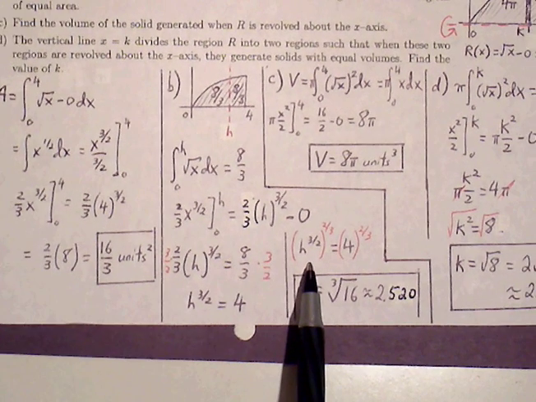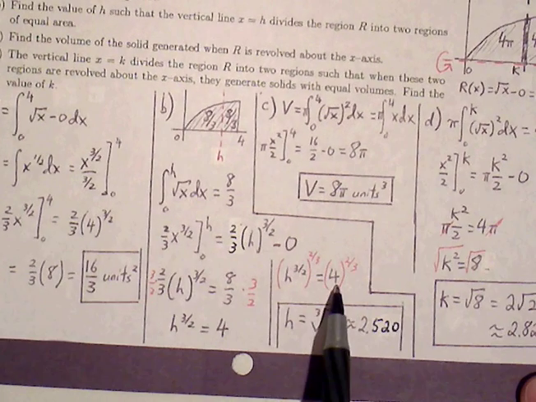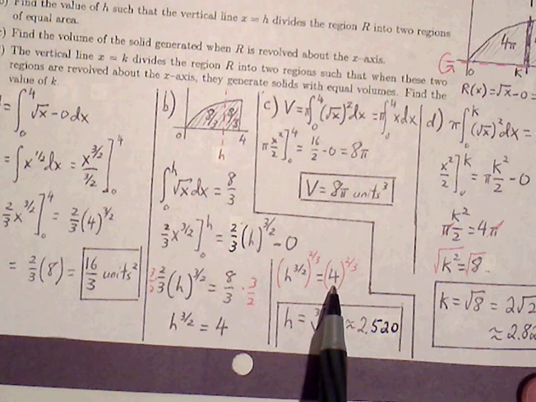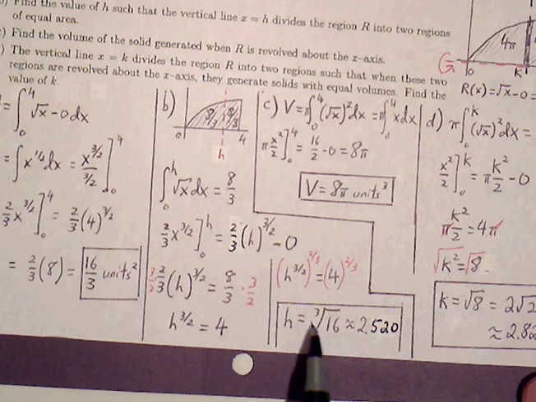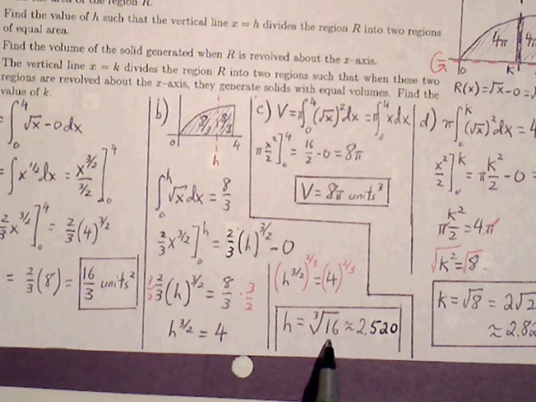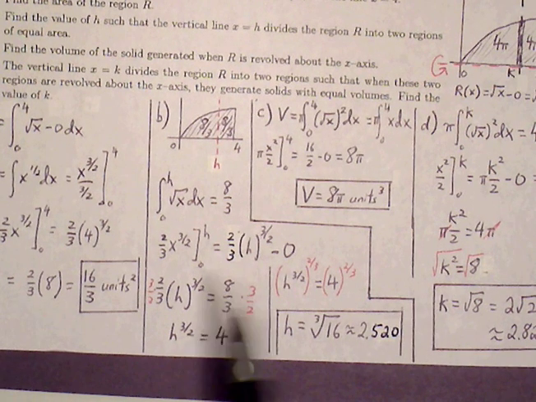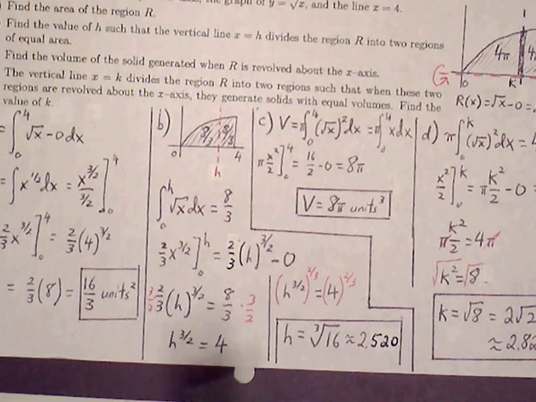Now we can raise both sides to 2/3 to bring that 3/2 over. So we have cube root of 4 squared, which is the same thing as cube root of 16, and it's not going to come out to be a whole number. You can either leave it like this, or you can use your calculator to find the approximate decimal value, 2.520.